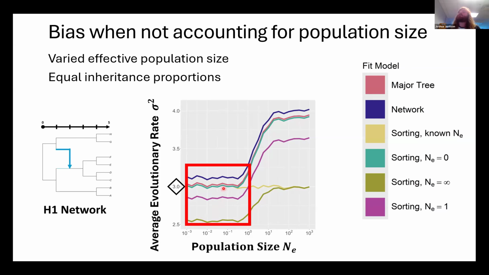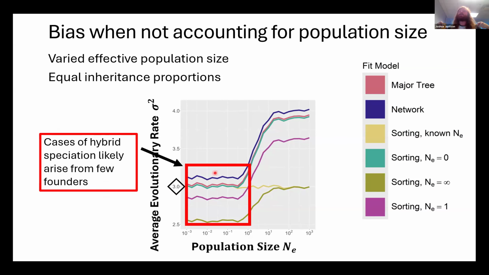Another thing we might note is that generally for small population sizes, again, we might have some robustness to model misspecifications. And this could be kind of nice if we consider specific types of gene flow. So for example, cases of hybrid speciation likely arise from few founders, which might imply a small population size. So not only the amount of gene flow, but the type of gene flow we might want to consider when we're fitting various models and asking whether we're going to be robust to model misspecification or not.